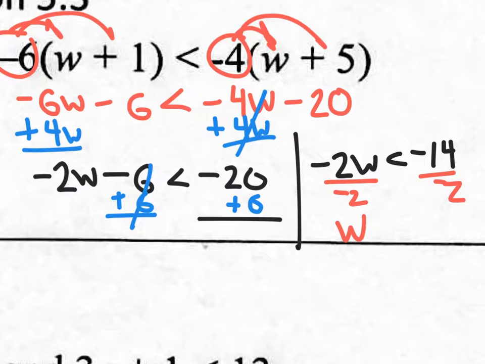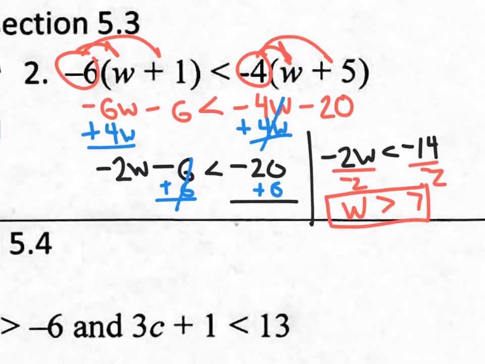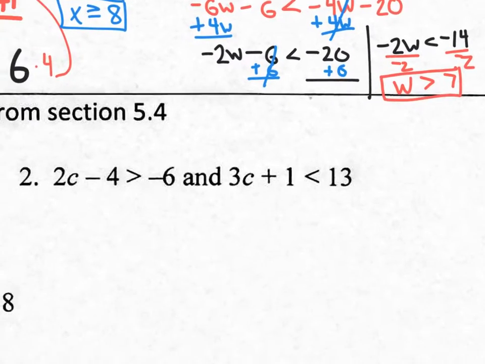is the answer, w. Now, because we divided by a negative, I need to flip the inequality symbol. Once again, notice right here it's a less than, over here now it's a greater than. That's only because I divided by a negative on both sides of my inequality. And of course, negative 14 divided by negative 2 is positive 7. There's my answer. All right, let's move on to the next section of tomorrow's test.